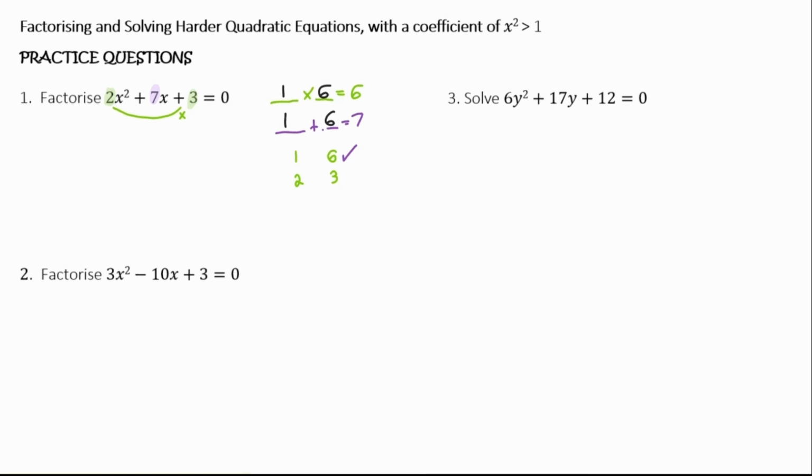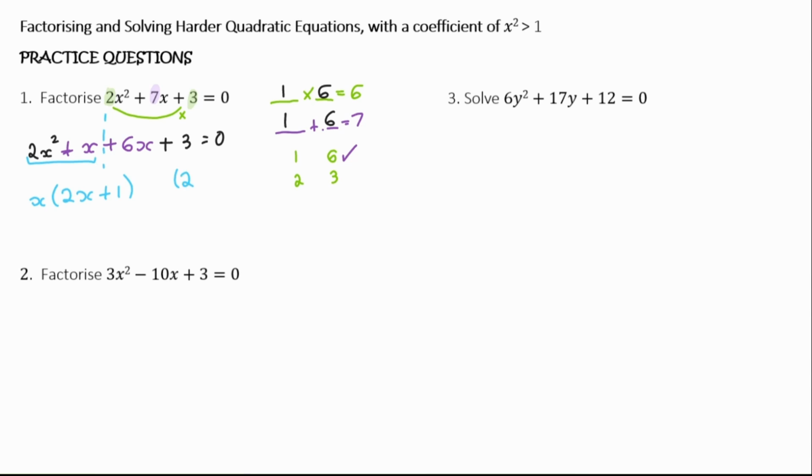We would now write the 2x squared as it is and break up 7x into its sum. So we would write plus x for the 1, and for the 6 we would put plus 6x, and we would keep the plus 3 as it is. We then split the equation in the middle into two parts. So for the first part, if we factorize that, we would put x out as the common factor, and to make x into 2x squared, we have to multiply it by 2x, and to make x into x, we just have to multiply it by 1.